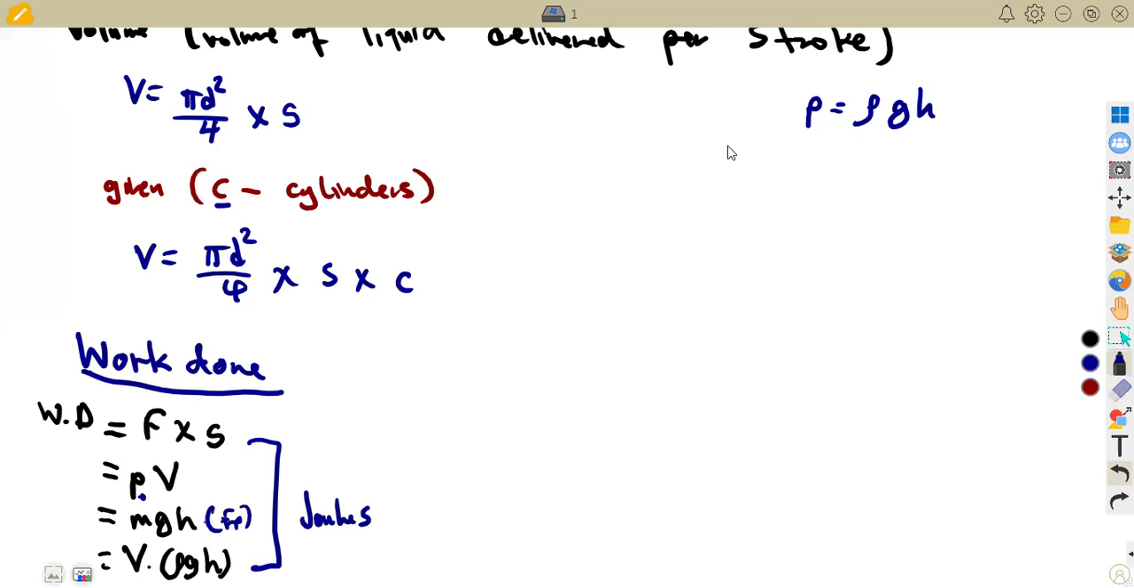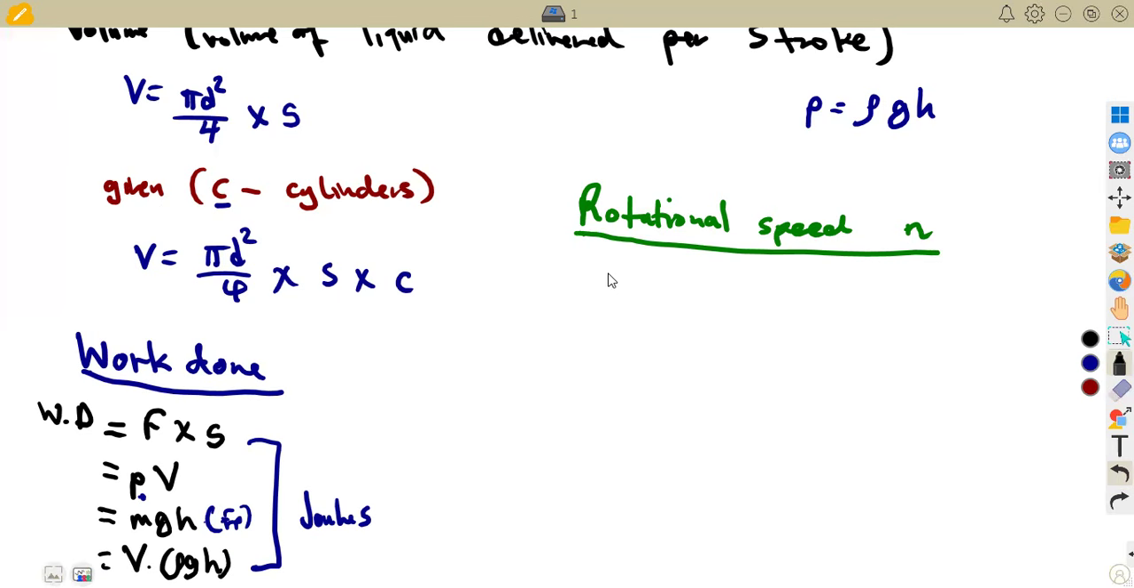You can be given a condition whereby you are given the flow rate, which is the volume per second. That can enable you to calculate the rotational speed. It's another important part also. So we can talk of the rotational speed. I'm just going to write this as small letter n, like this. The rotational speed is taken from the flow rate, or from the rate of flow.